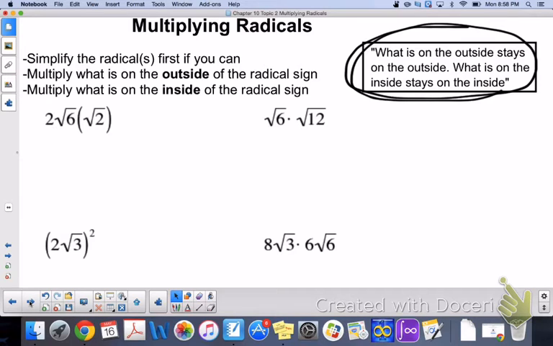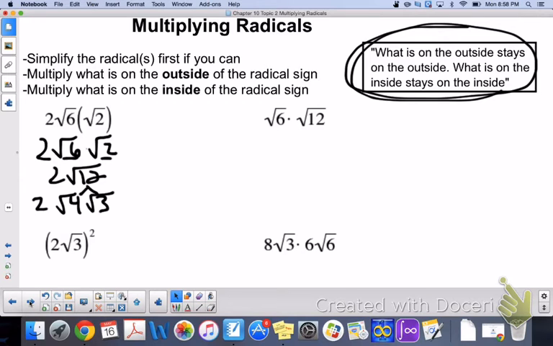First example, 2 root 6 times root 2. Neither root 6 nor root 2 can be simplified. So we are going to do 2 root 6 times root 2. 6 and 2 are the inside, so that becomes 2 root 12. And now we need to simplify. Root 12 can be simplified. What perfect square goes into 12? 4. So we have root 4 times root 3. Root 4 is 2. So now you can multiply 2 times 2, and you end up with 4 root 3.